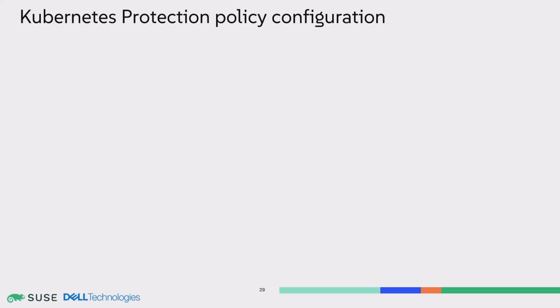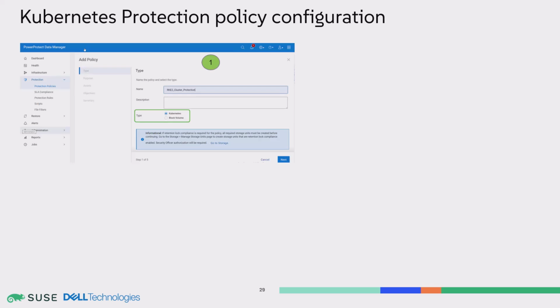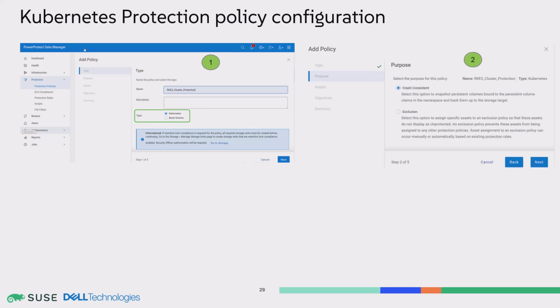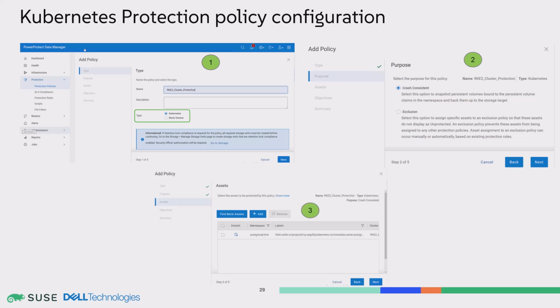To create a protection policy, from the Data Manager UI, navigate to Protection, click on Protection Policies, click on Add Policy, enter the name for the protection policy, select the type as Kubernetes, and select the purpose for this policy as crash consistent or exclusion. Crash consistent: select this type for point-in-time backups of the namespaces. Exclusion: select this type if there are assets within the protection policy to exclude from data protection operations. Select the namespace as asset.